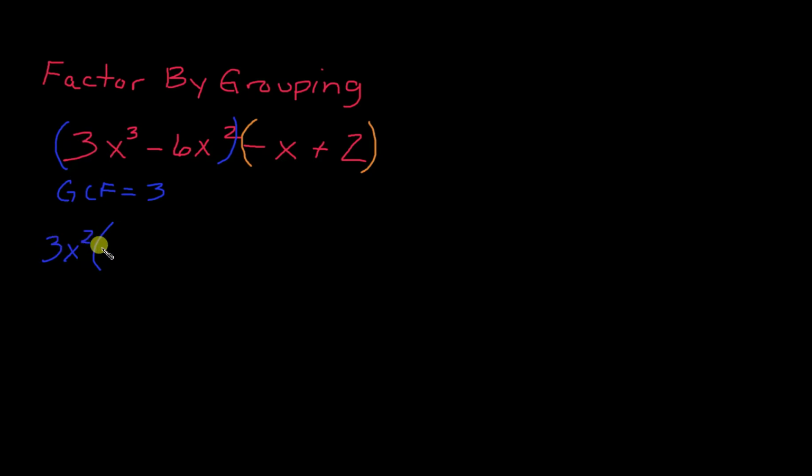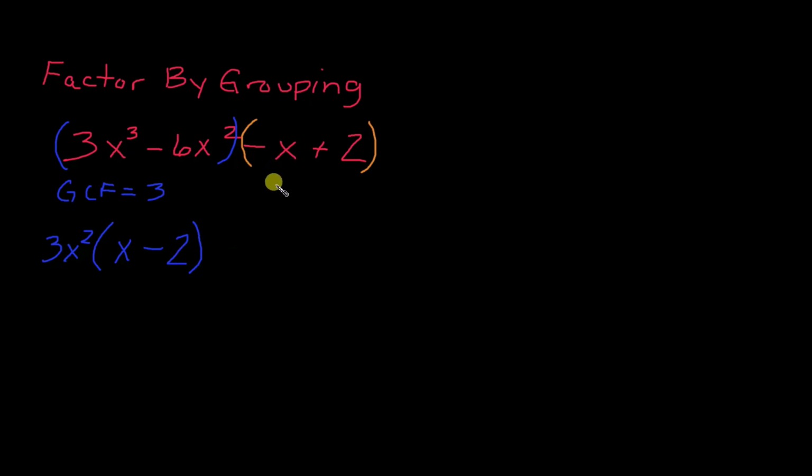So 3 divided by 3 leaves us with 1, but nothing written in front of the x. X cubed divided by x squared, you subtract the exponents, so you're left with just an x. Now you take the negative 6 and divide by 3, which leaves us with negative 2. And the x squared and the x squared cancel out, so this one's done. This is one set of grouping that you have completed.